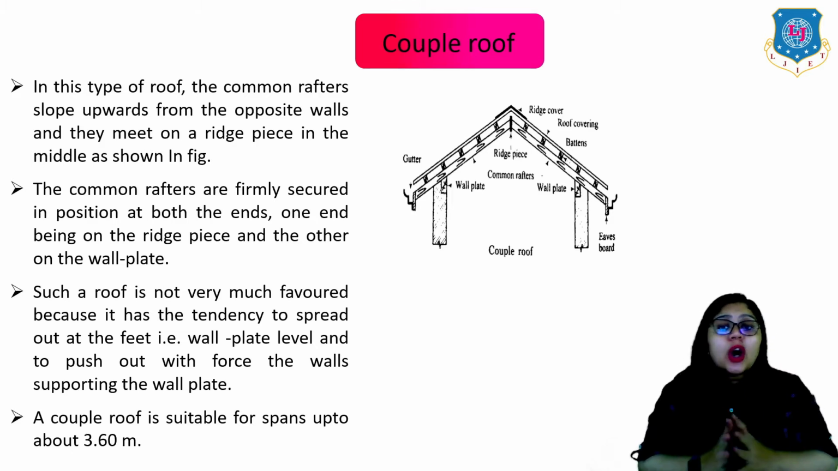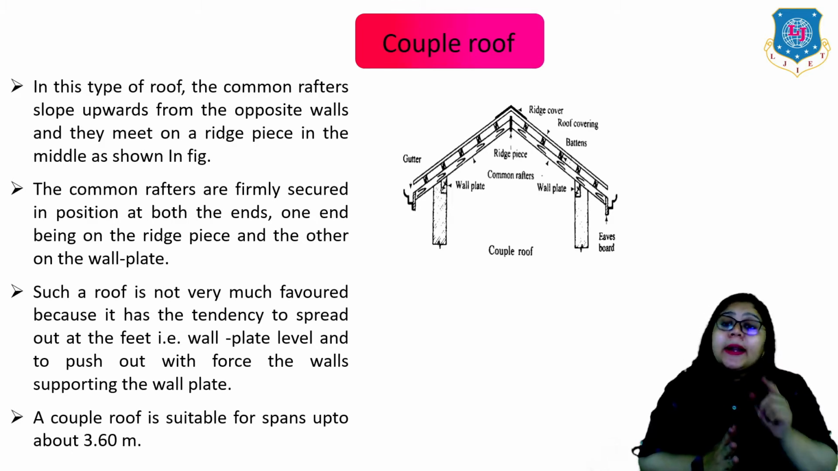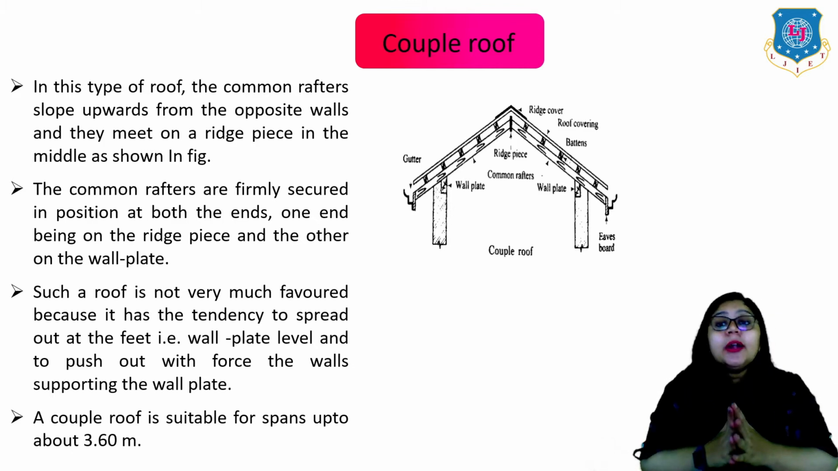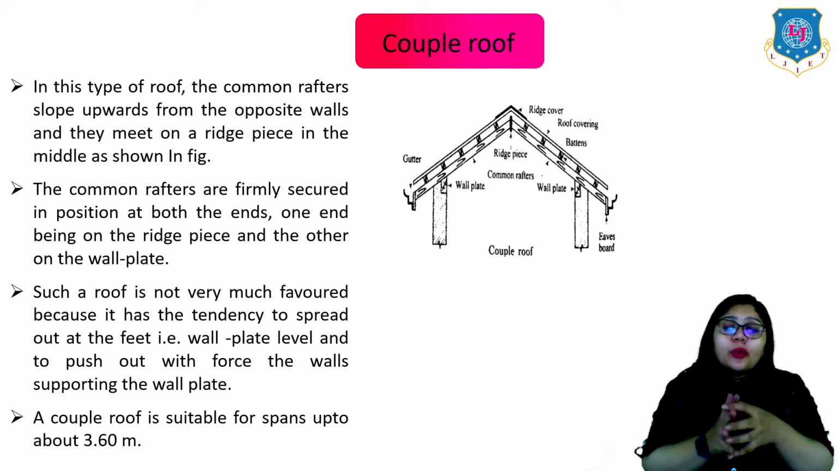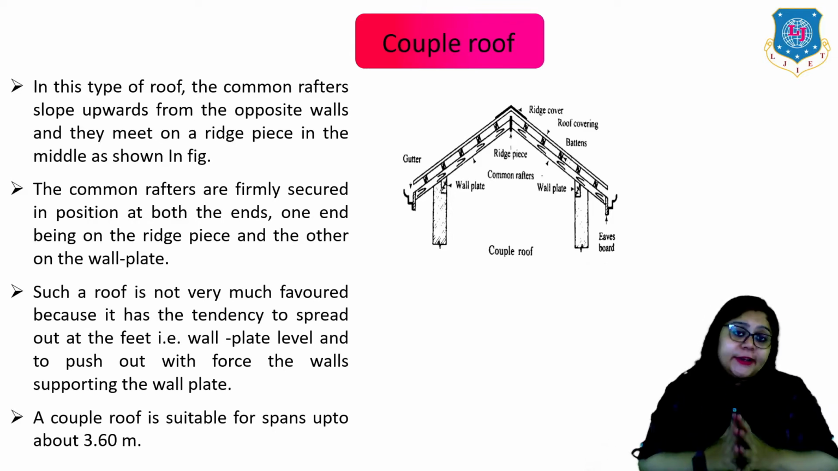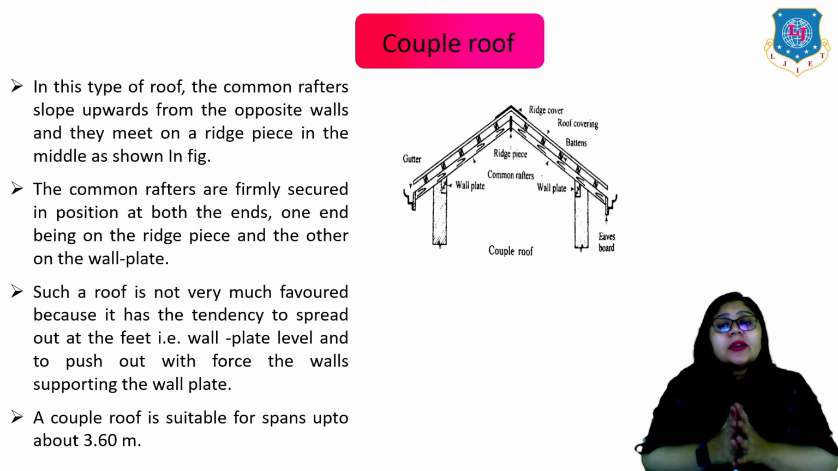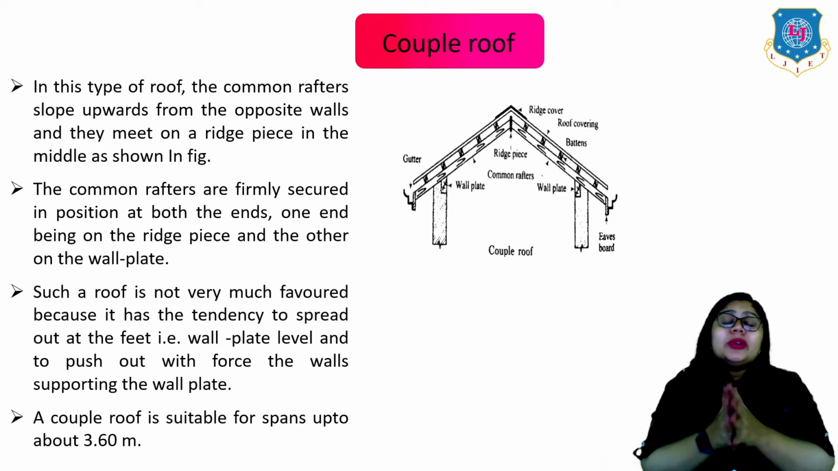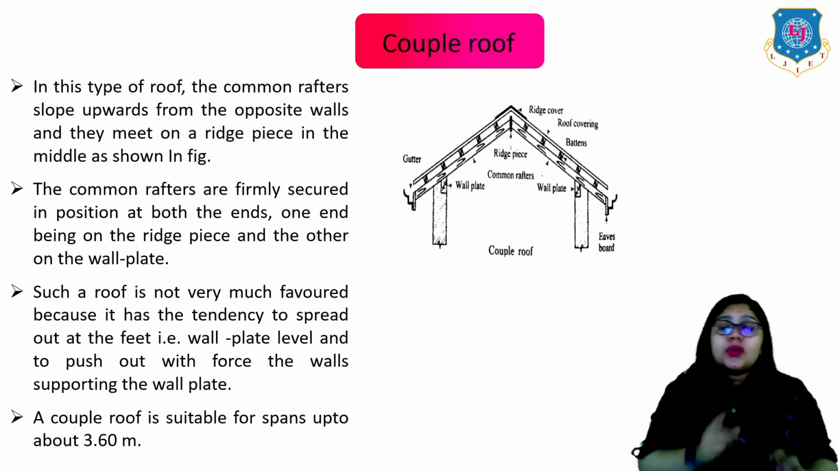Such a roof is not very much favored because it has the tendency to spread out at the feet, that means at the wall plate level, and to push out with force the wall supporting the wall plates. Generally here the span is up to 3.60 meter. So this is the clear image of a couple roof.